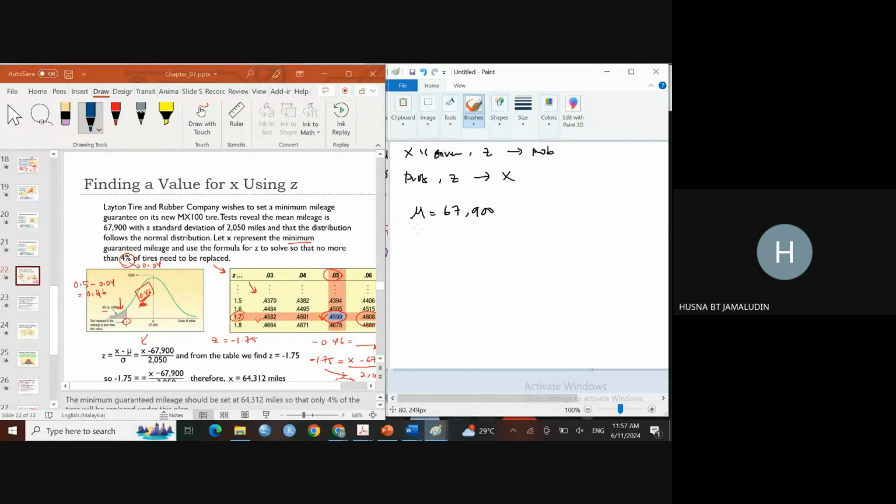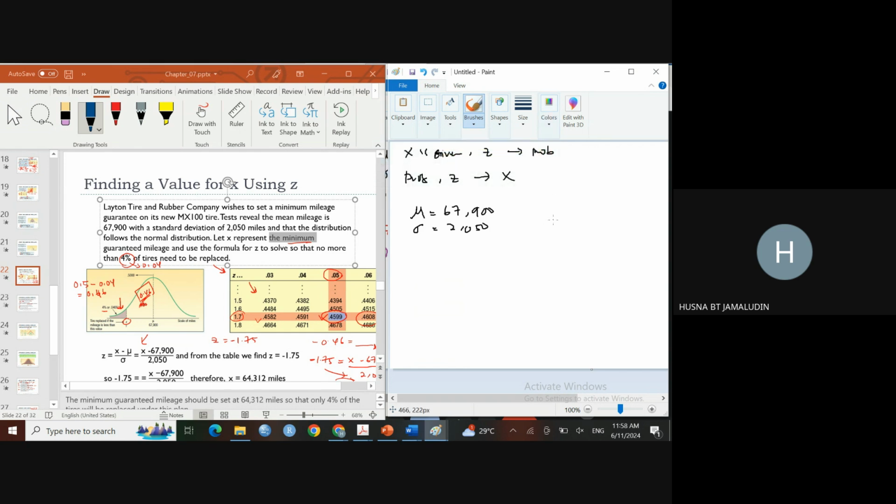The standard deviation equals 2050. What else? So here you look at the question. Let x represent the minimum guaranteed mileage. Remember, you have to find the x using the Z formula. So now you have listed down the information, right?